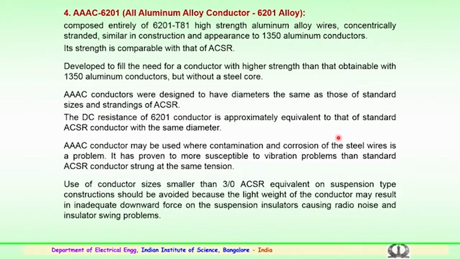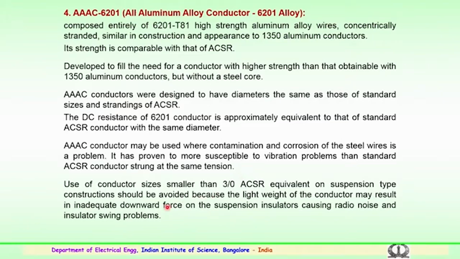diameter. So, AAAC conductor may be used where contamination and pollution problems are more, where the transmission line runs near contamination areas, and corrosion, particularly of the steel wires, is a problem. So, in such cases AAAC conductors are used, and this has proven to be less susceptible to vibration problems than standard ACSR conductors strung at the same tension. So, this has been advantageous to overcome some of the vibration related problems.